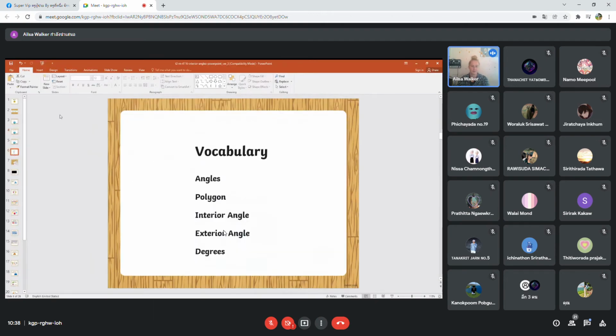Good job remembering those. Okay, today, this is our new vocabulary, so let's practice saying it. First word, angles. Can you say that? Angles. Good. Remember, angles is like acute angle, obtuse angle, right angle. There are lots of different types of angles in shapes.